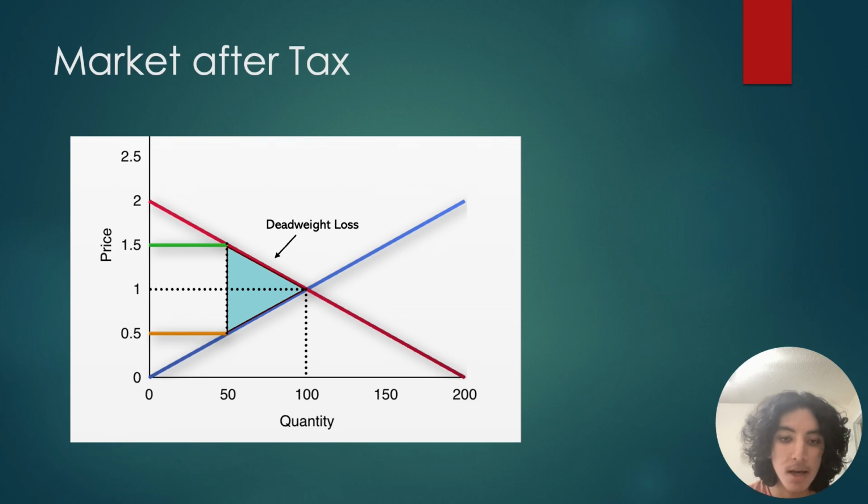And you can see that the amount of the deadweight loss is, first of all, the 50 units of coffee that are no longer being sold since the quantity reduced from 100 units to 50 units. And the second thing is the amount that the buyers are paying versus what the sellers are receiving. The buyers are paying 50 cents more for a cup of coffee than originally, and the sellers are receiving 50 cents less than what they were before taxes.